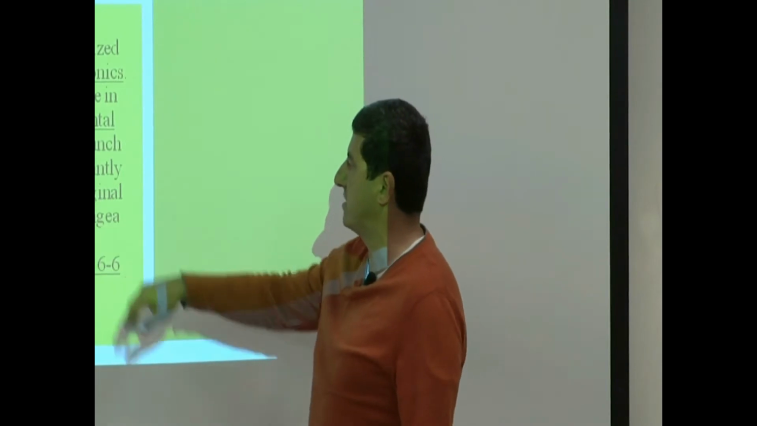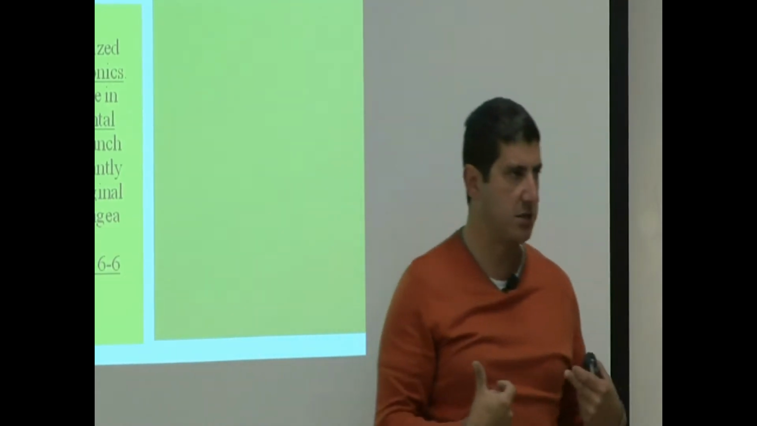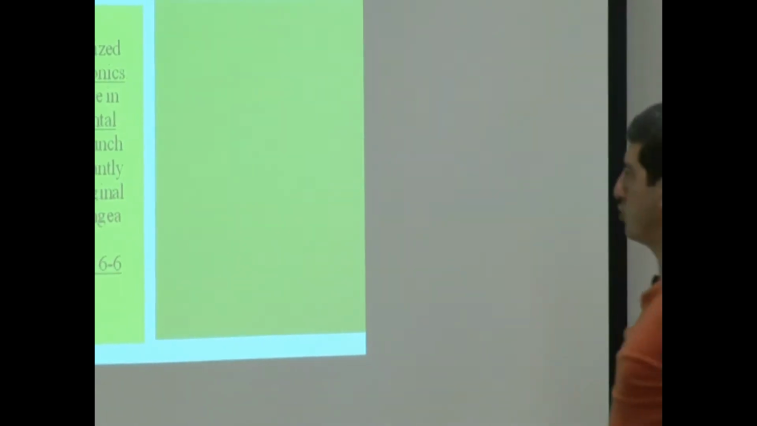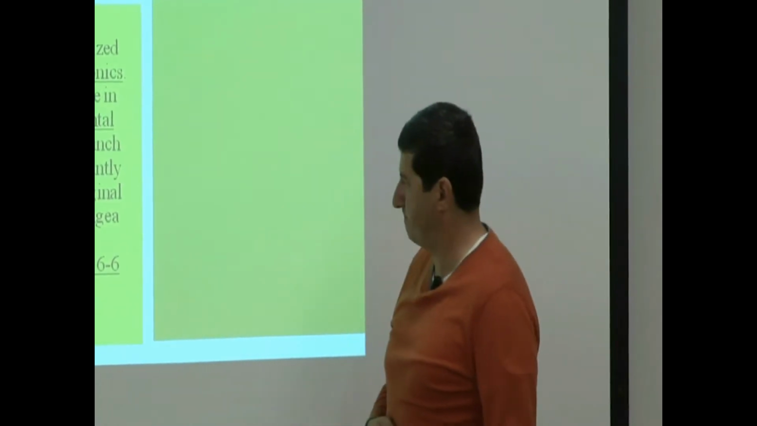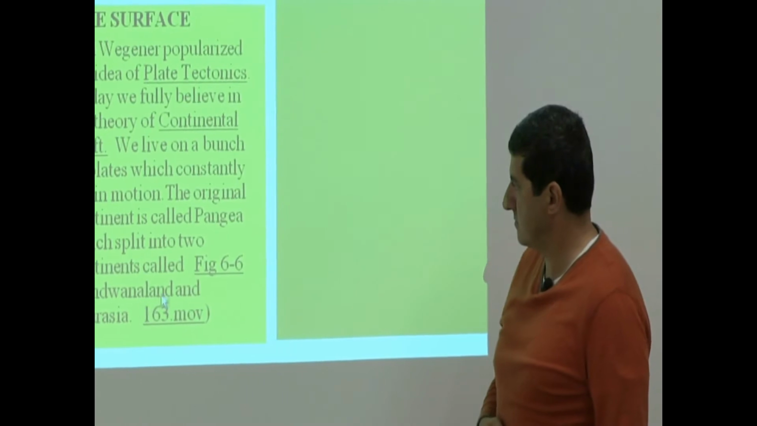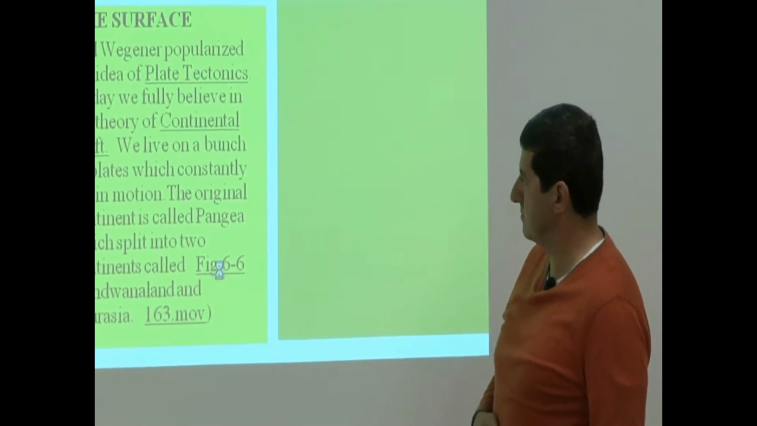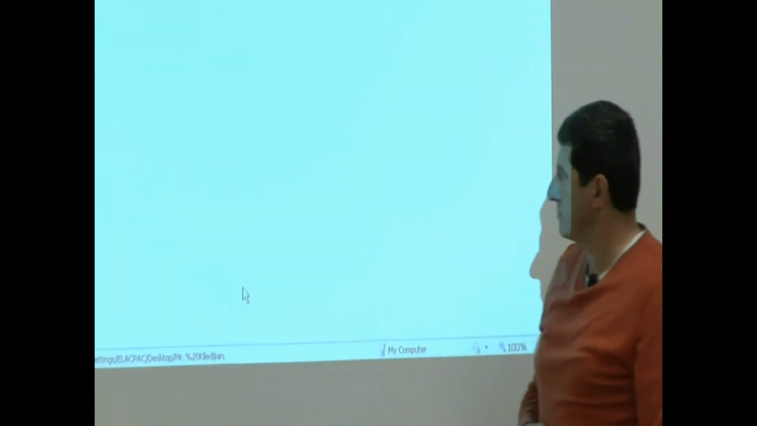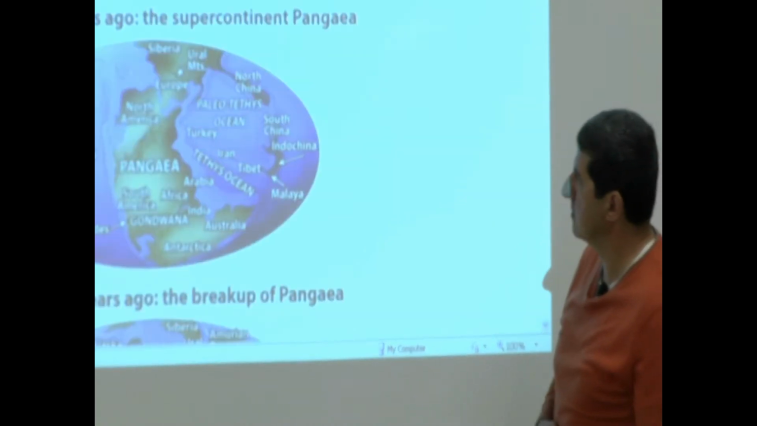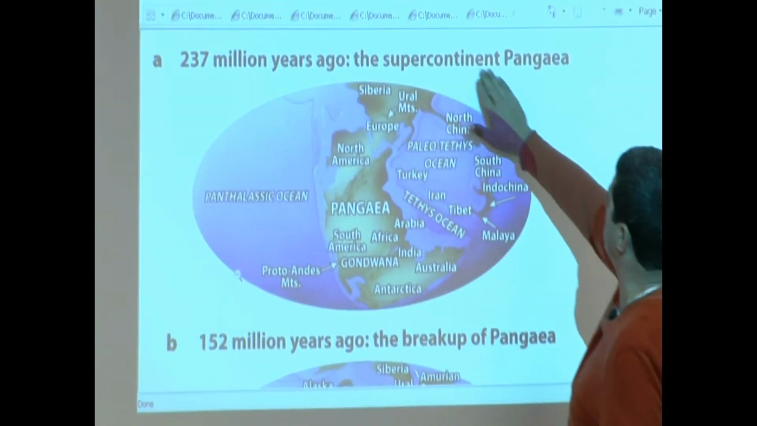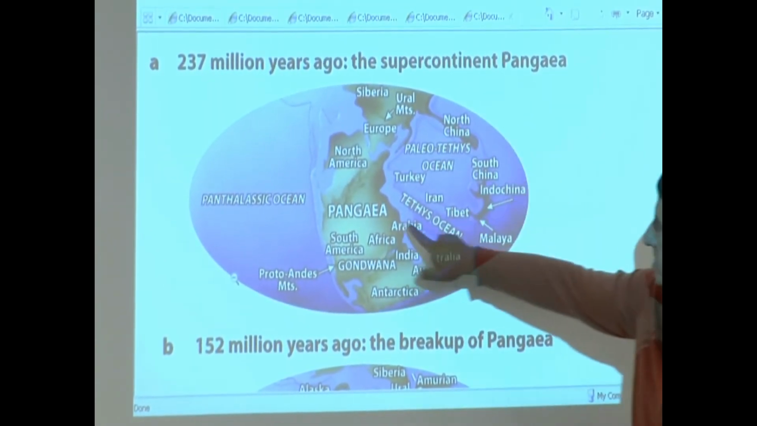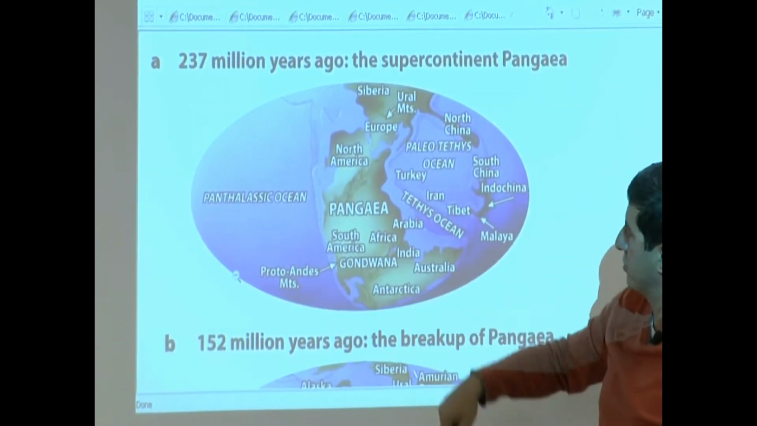The original continent that used to exist, he called Pangaea, okay? And this one split into two continents called Gondwanaland and Laurasia. You see here, this is 237 million years ago, the supercontinent called Pangaea. See here, Pangaea? This is what it looked like.